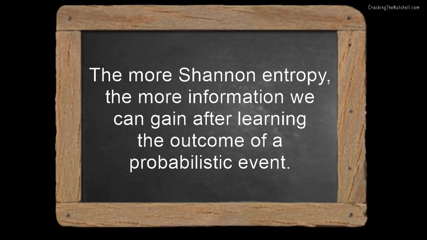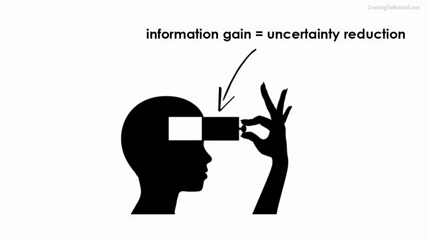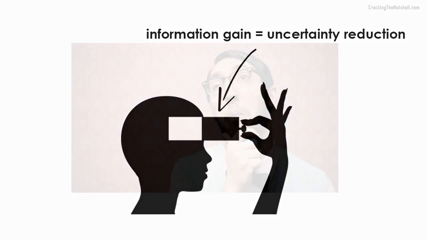This formula implies that the more entropy a system has, the more information we can potentially gain once we know the outcome of the experiment. Shannon's entropy can be thought of as a way to quantify the potential reduction in our uncertainty once we have learned the outcome of the probabilistic process. Don't worry if you feel a bit confused right now. I'll explain the concept of Shannon's entropy for you in very easy terms.